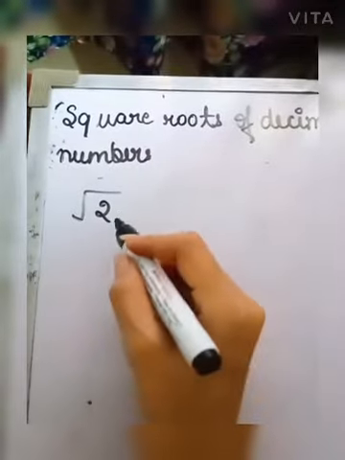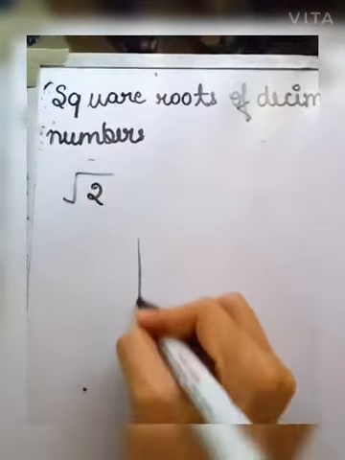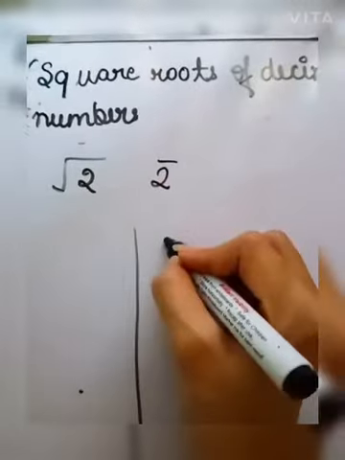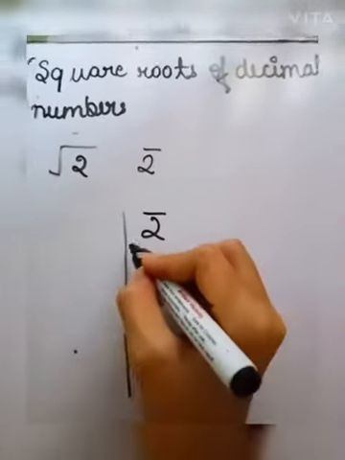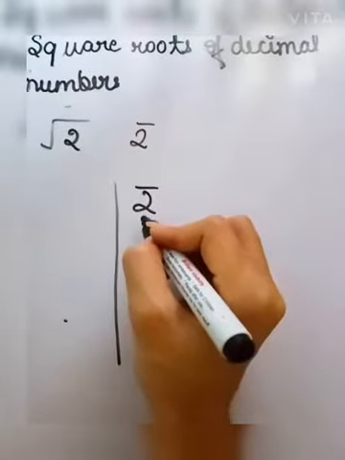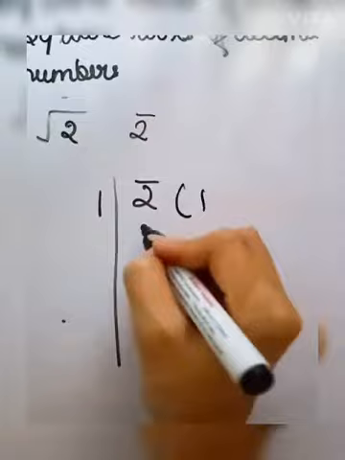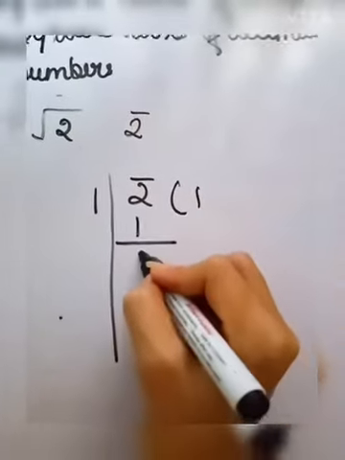Now students, you have to find the square root of 2. We can make the period. It is only 1. Now think of a number whose square is either equal to 2 or near to 2. It is 1. 1 1s are 1. Do the minus.